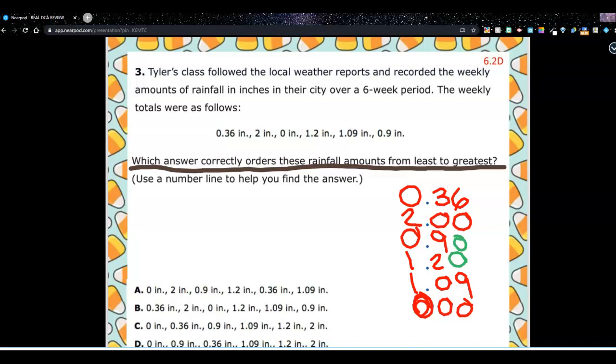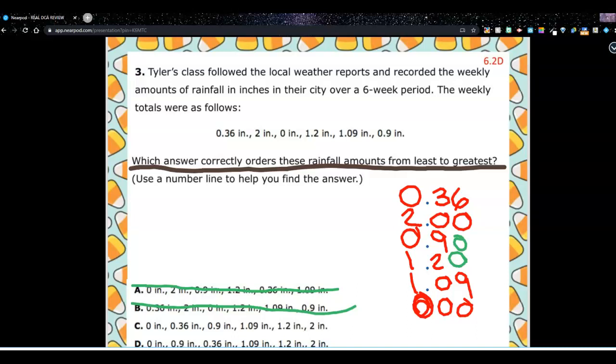So if this was money, what would the least one be here? Zero. I don't have any negative numbers here, so my smallest number here is 0. So I'm looking at my answers, and I see B doesn't start with 0. It starts with 0.36. So I'm going to get rid of B. Can't be that. What is my largest amount here? $2. Yeah, 2, the total. So my answer has to have 2 as the greatest number. And this one has 1.09 as the greatest, so I know that can't be right. So now I'm down to 2.